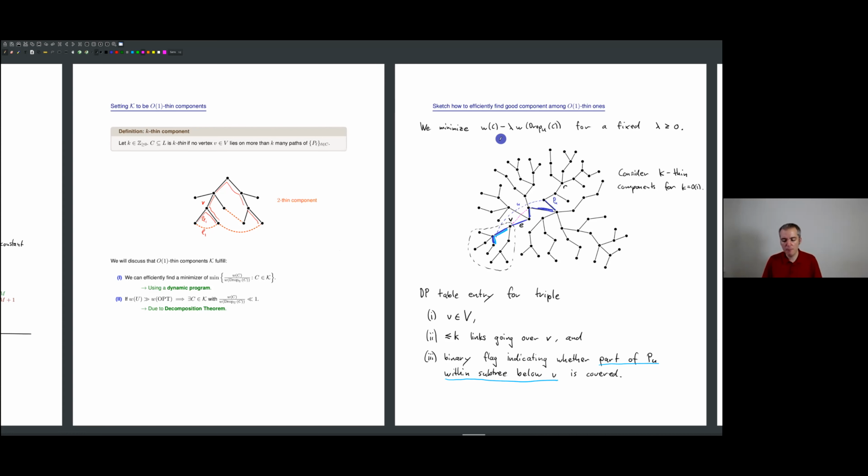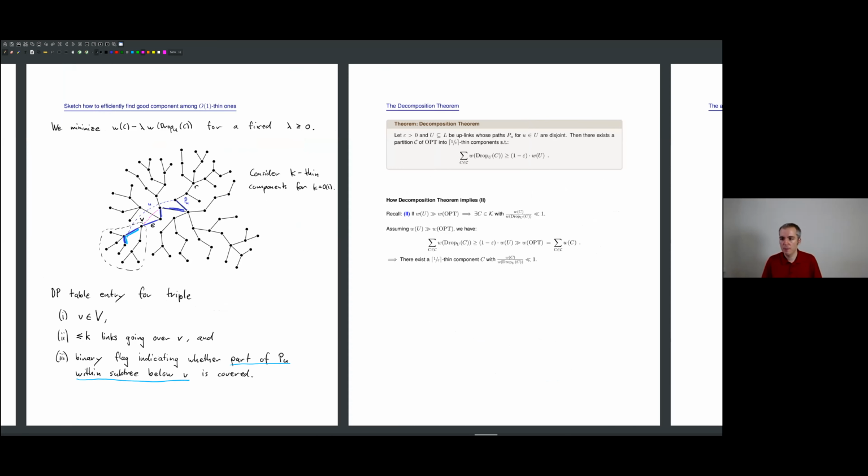So that's the DP. So we can minimize such expressions for any fixed lambda. And now let me talk about the decomposition theorem. So what does it say? So what we show is that for any constant epsilon and any uplink solution that is minimal, so the path of disjoint, there exists a partition of opt. But let me be precise. I write opt here, but this could, of course, be any feasible solution.